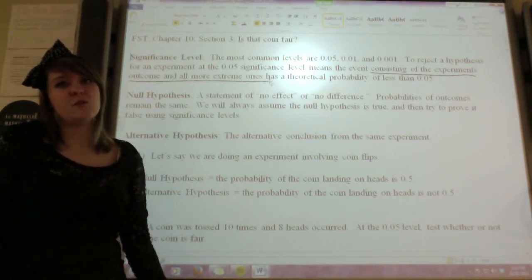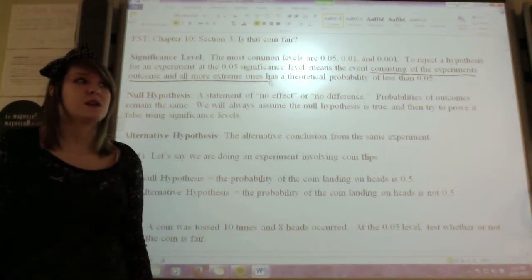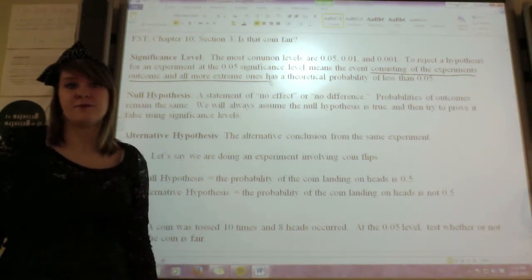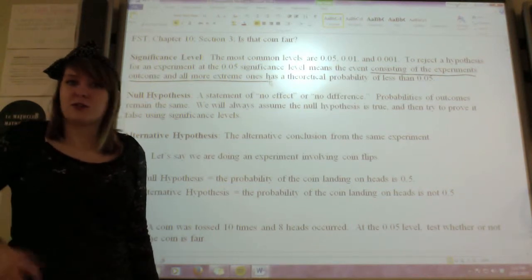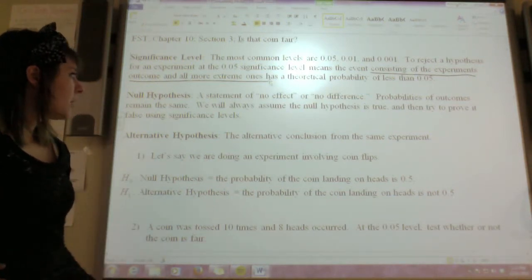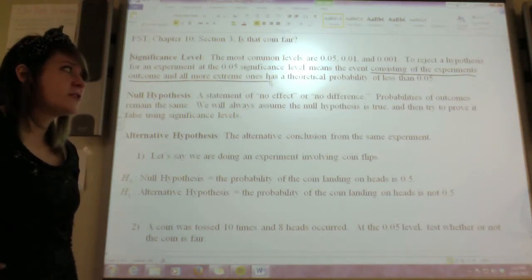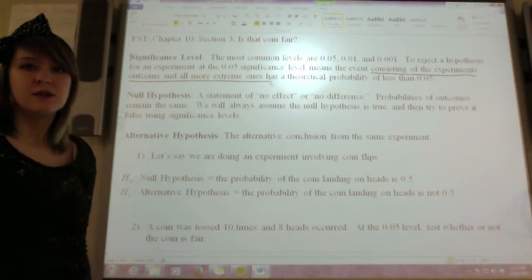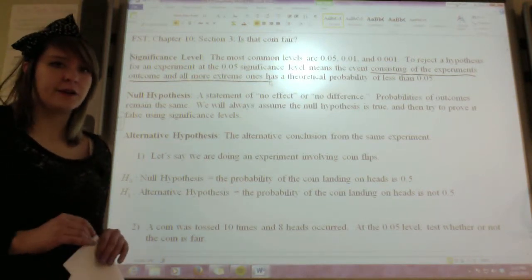So for example, I assume that a coin is going to be fair. I assume that a deck of cards will have 4 suits and 13 of each card in a suit and things like that. I assume that a die will land on each side 1/6 of the time. So basically with your null hypothesis, it should always be something that you can calculate.